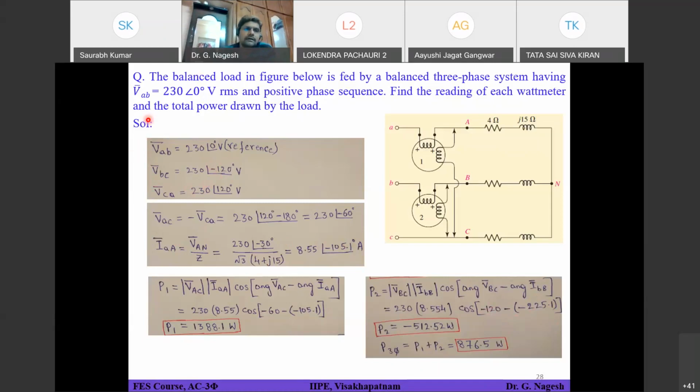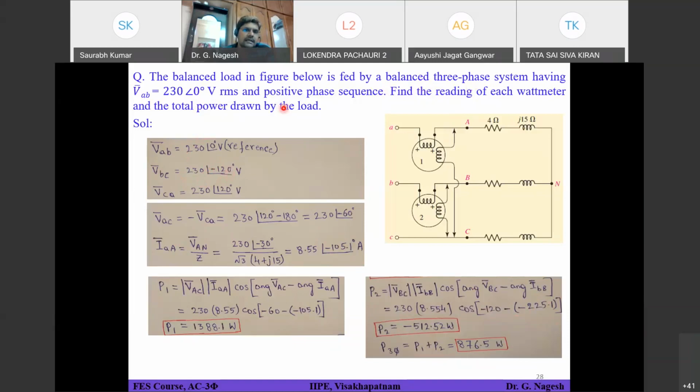So if you see here, they are saying it is a positive sequence, and they are giving a voltage VAB as 230 at an angle of 0 degrees. That means line voltage existing between AB is 230 at an angle of 0 degrees. So positive sequence means after AB, BC will be 120 degrees lagging with respect to AB. So you should add minus 120 to VAB phase angle to get VBC. Since it's a balanced load, it was told in the question it's a balanced three-phase system, right? So your RMS value does not change. So it will be 230 at an angle of minus 120.